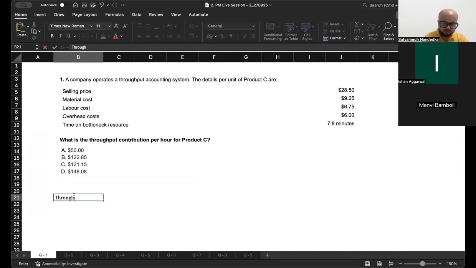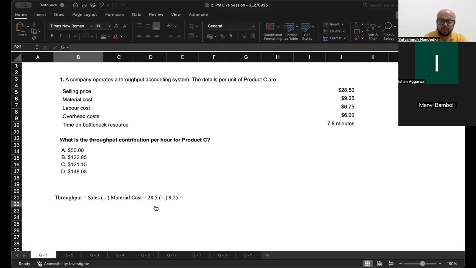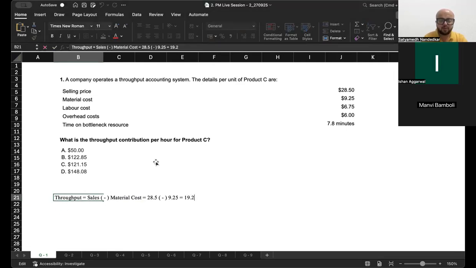First of all, throughput is sales minus material cost, right? Which is 28.5 minus 9.25. If I do 28.5 minus 9.25, how much will I get? I will get 19.25. Okay, 19.25. And throughput contribution per hour.